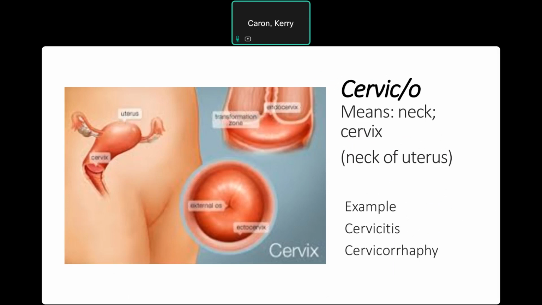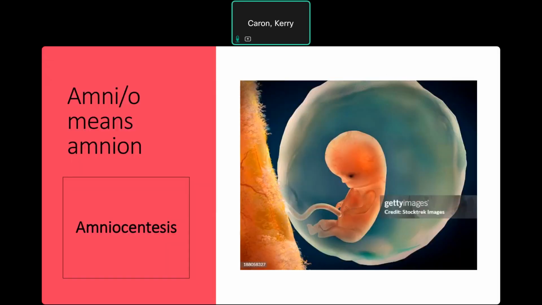Cervico, we also saw cervico when we did the musculoskeletal system, where we were referring to the cervical spine. In this case, we're referring to the neck of the uterus. The cervix is the neck of the uterus. So cervicitis is inflammation of that cervix. Cervicoplasty is a repair of the cervix. Amnio means amnion. Amniocentesis literally means the surgical puncture of the amnion.